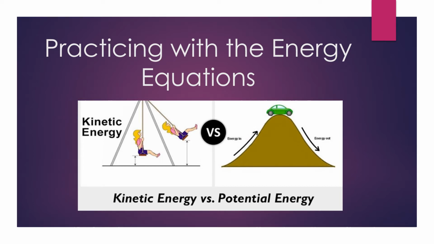So, that being said, I may have said some things that you didn't know, and that's okay. Today, what we're going to do is practice with the energy equations that we already have. Last week, we introduced the two types of energy that we're going to be focused on in this class, potential energy and kinetic energy. This photo helps illustrate some of the differences between them. Potential energy: the car on top of the hill has potential to fall down, so therefore it has potential energy. Kinetic energy: the woman in the swing is moving, and therefore she has kinetic energy. We're going to review this now.